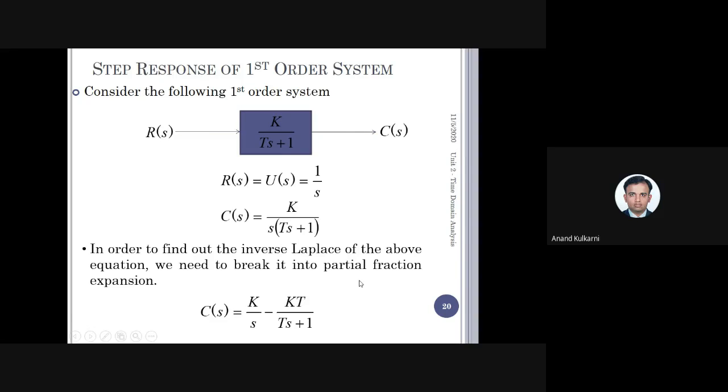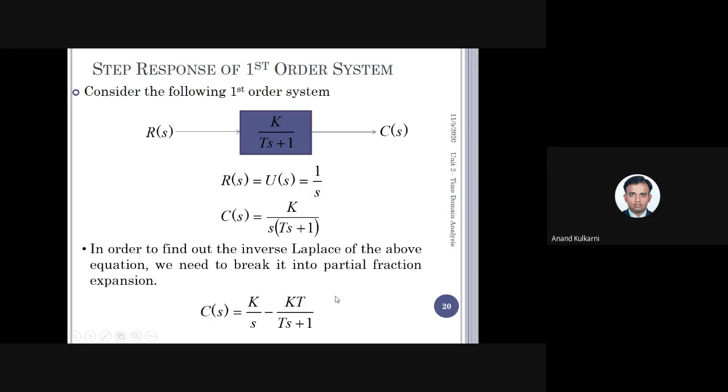How to evaluate A? To evaluate A, you multiply both sides of the equation by the denominator of A, that is S, and take that denominator tending to 0, that is S tending to 0, and get the value of A. The value of A will be K only.